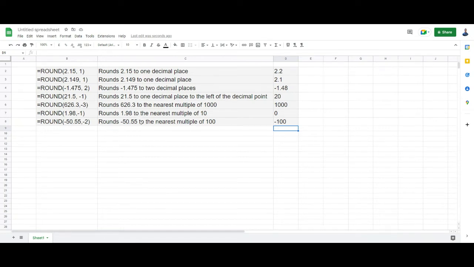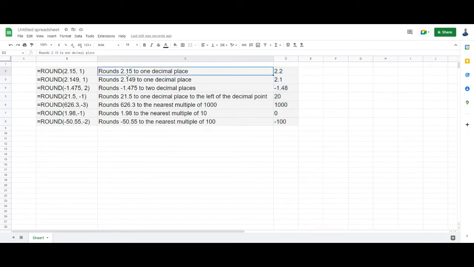Okay, I have my Google Sheet. This is a Google Sheet basically. And of course, I am formulating this set of formulas, and this is the answer that I get. So you can see the formula inside here.